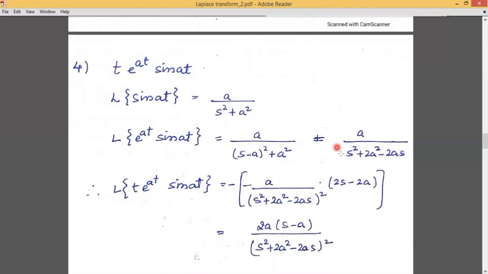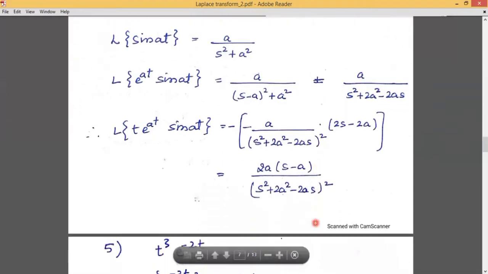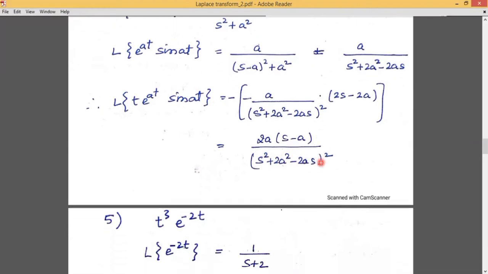And now finally Laplace transform of t into e power at sin at will be minus derivative of this with respect to s. So that will be 2a into s minus a divided by s square plus 2a square minus 2as whole square. Okay, so moving on to the next problem.